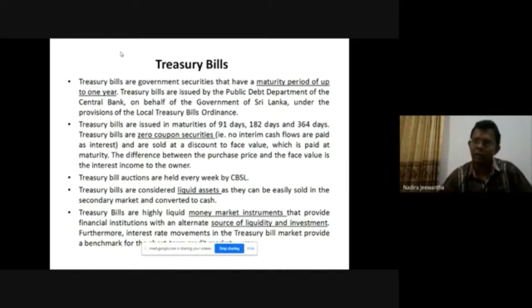Now, the understanding point is that treasury bill is a government issuance. Government takes money from the public. Does it mean that foreigners can't invest in treasury bills? No, they can. Foreigners are allowed to invest in government securities. What are the government securities? Treasury bills and treasury bonds. So foreigners are allowed, but they have to invest in rupees.